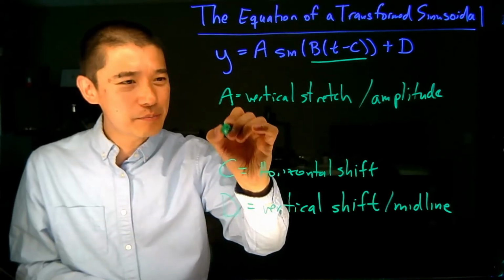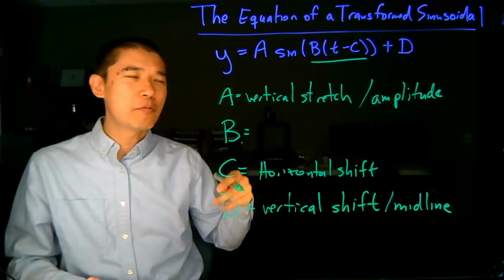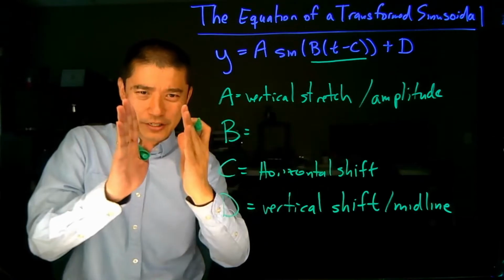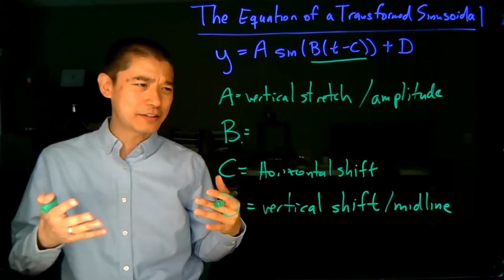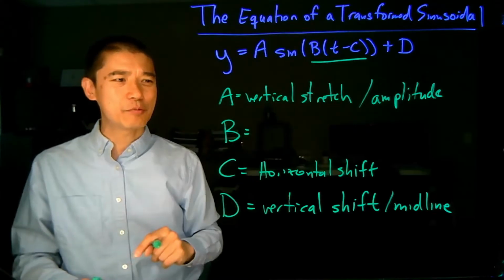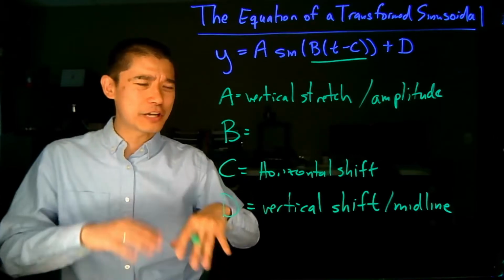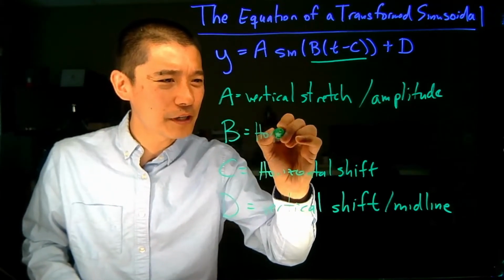Which leaves us with b. b corresponds to horizontal compression. One of the things about this is that when b is a number bigger than 1, it's compression, and when b is less than 1, it's stretched out. And so this actually fits for both the minus sign here as well for the horizontal, is that the horizontal is just backwards. And there's a reason why it's backwards. I don't want to get into that right now. But b corresponds to the horizontal compression.